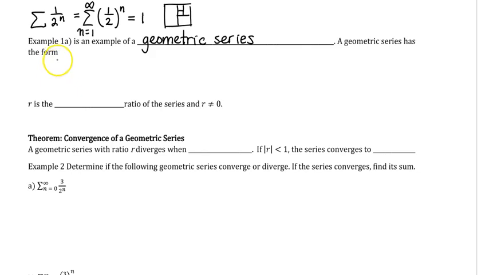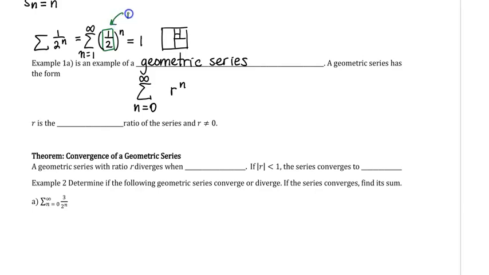Generally speaking, a geometric series is going to have the same kind of form where we have some ratio raised to the nth power. I will point out in this case, our ratio raised to the nth power was 1/2. But sometimes we may have a coefficient in front that I'll call a. In this case, a was 1. R is the ratio of the series, and we don't look at geometric series when r is 0 because that would be boring.